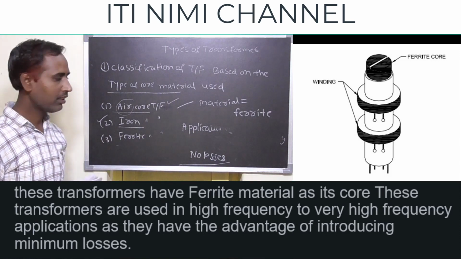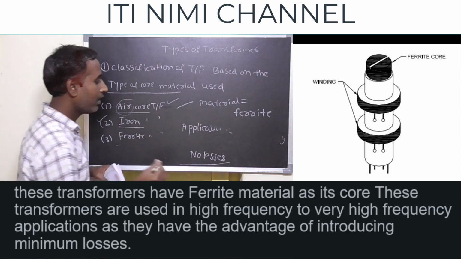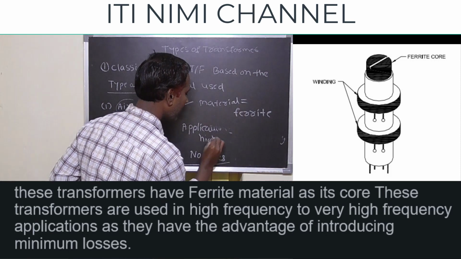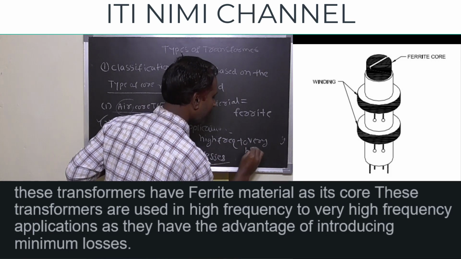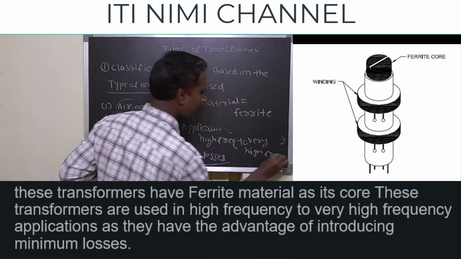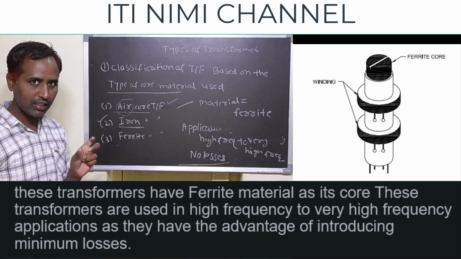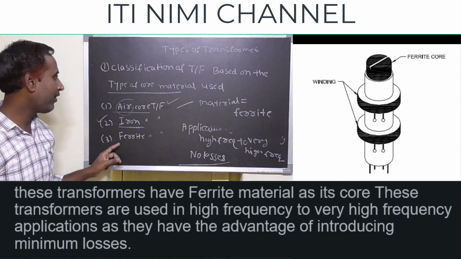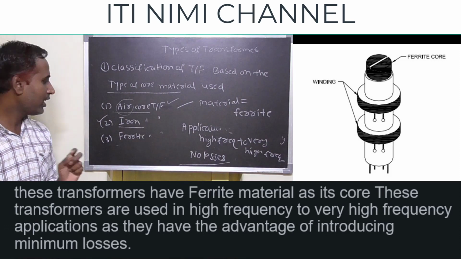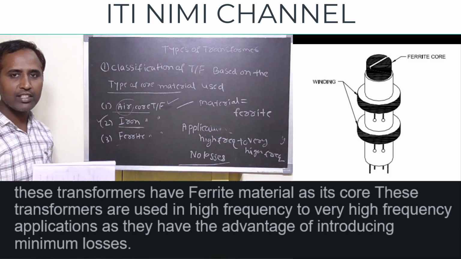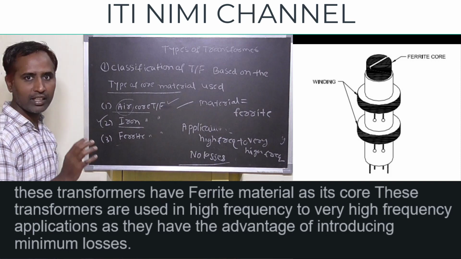Means what are the application? The application is high frequency to very high frequency. Wherever we need high frequency to very high frequency application, on that application ferrite type transformers are used because the losses are minimum. Because of this reason ferrite transformers are used in very high frequency application. So friends, this is completed classification of transformer based on the type of core material used.